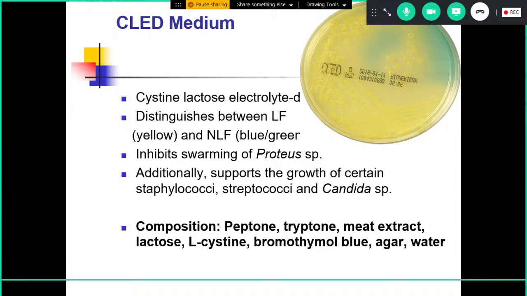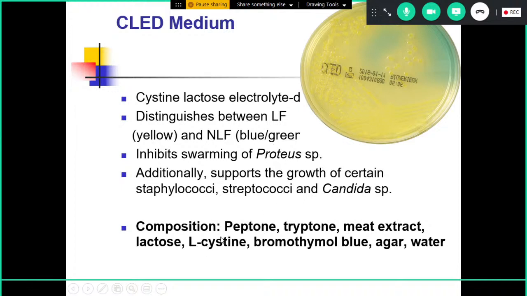But then why don't we use MacConkey? Because MacConkey does not allow the growth of many bacteria. This will allow the growth of Staph, Streptococcus, Candida, everything that we possibly expect in urine. So it's a differential medium, just like MacConkey. Lactose fermenting colonies are yellow. So what you see here, these yellow colonies are lactose fermenting. This is from a picture taken in the lab. This is how E. coli looks, since I told you E. coli is the commonest. And NLF appear bluish green, blue or greenish in color.